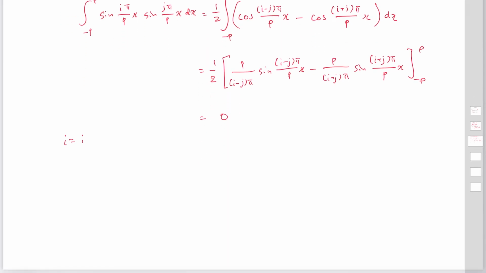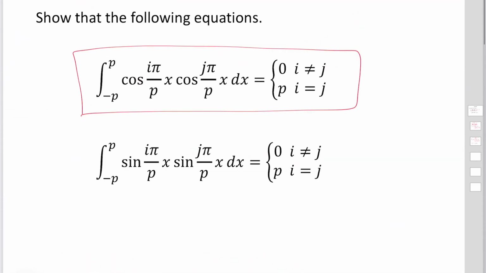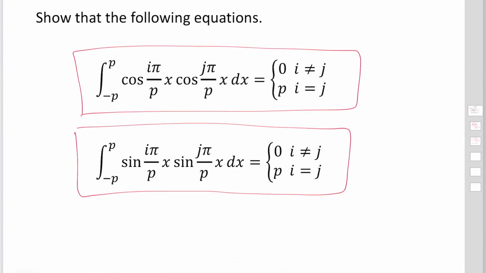When i is equal to j, the integral is from minus p to p of sine squared(i pi over p x) dx. So it becomes 1 over 2 times the integral from minus p to p of 1 minus cosine(2i pi over p x) dx. The integral of the cosine function becomes 0, and the integral of the 1 becomes p. So I proved the second equation. Okay, this is the answer to this practice.